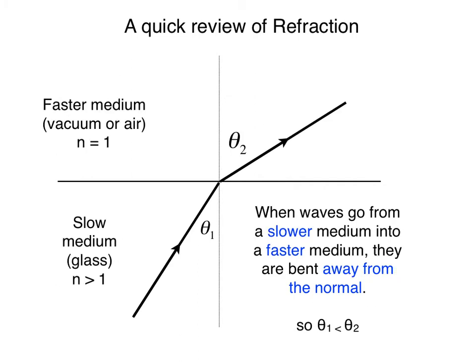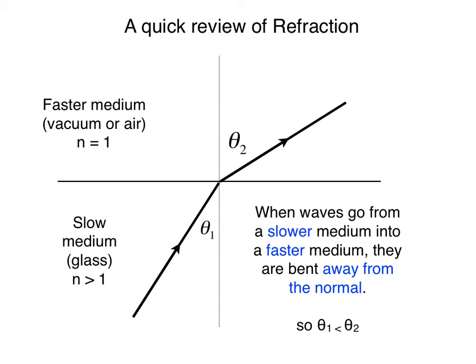Here is a different situation. When the light ray passes from a slower medium, in this case glass, into a faster medium, let's say air, it gets bent away from the normal line. In other words, the angle of incidence is less than the angle of refraction. The amount that the ray gets bent depends on the ratio of the speeds in the two media.